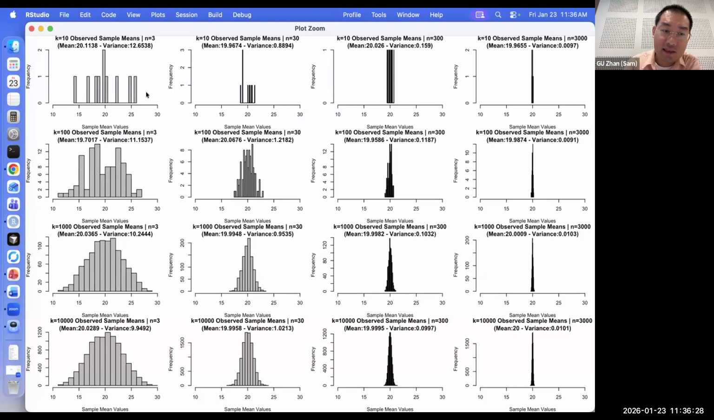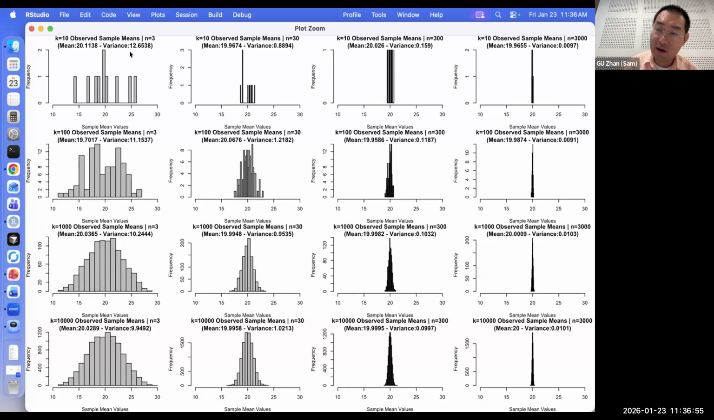You are seeing that the more samples, the smoother the distribution is. You also observe the mean values are all similar, around 20. So it's a good estimate. The mean of the sampling distribution is a good estimate of the population's mean. This is the first takeaway.